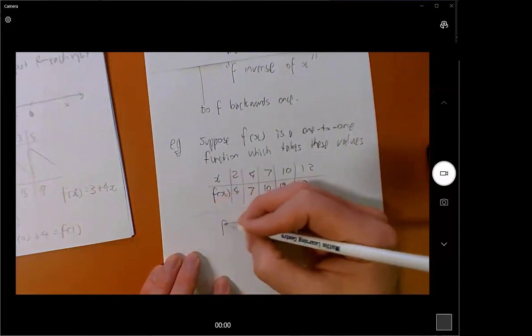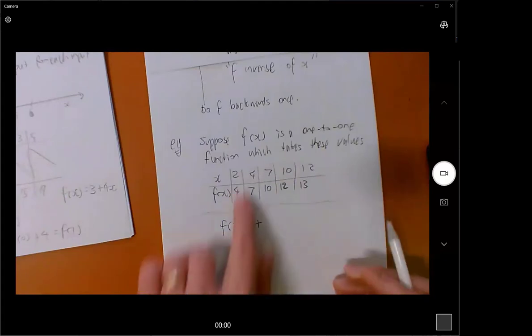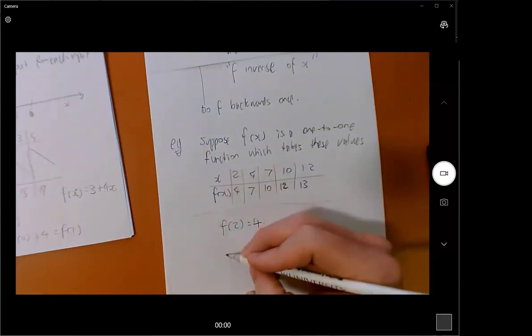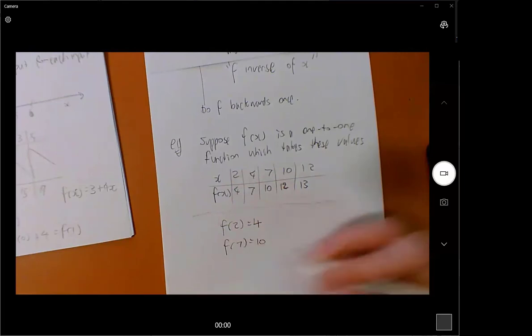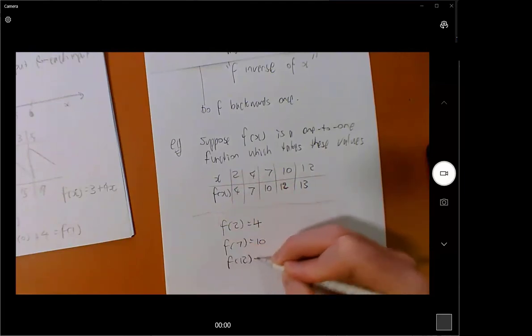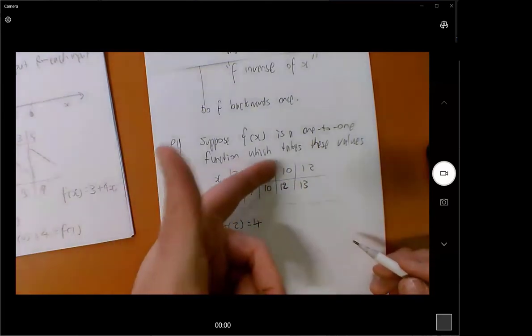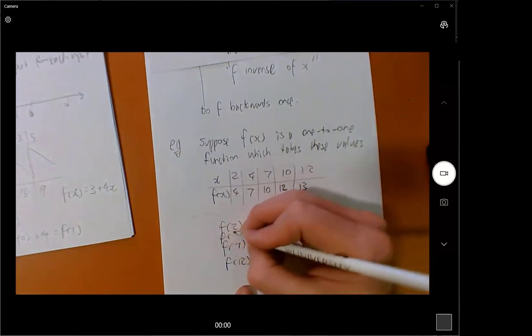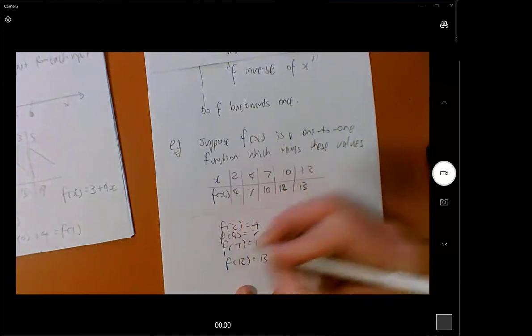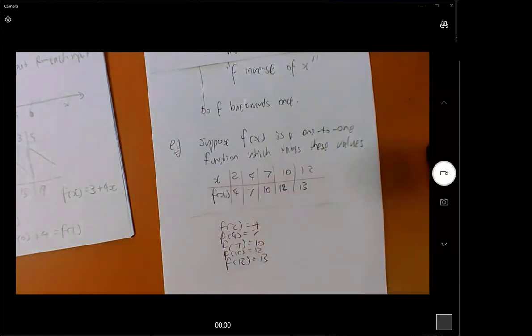I know that f of 2 is 4, for example. That's what this is telling me. And I know that f of 7 is 10. I know that f of 12 is 13. Technically, I know f of 4 is 7 and f of 10 is 12 and so on like that. Let's put them all in. I don't need to write this all down to do the problem, but I just wanted to point it out.